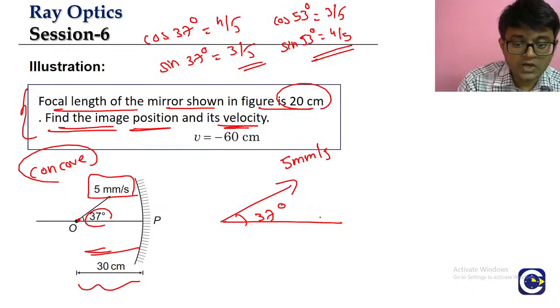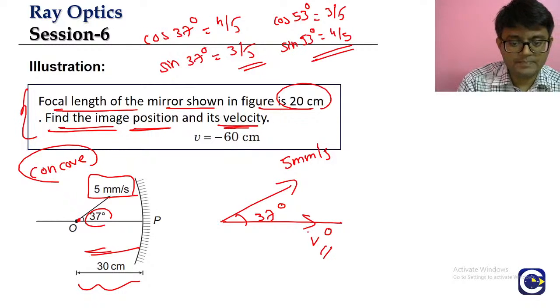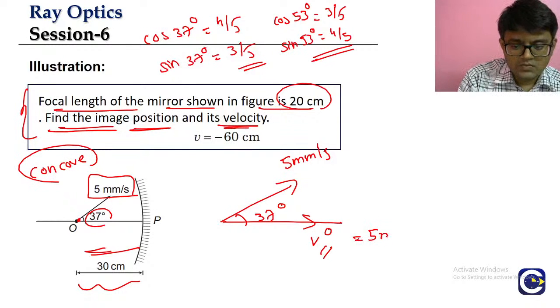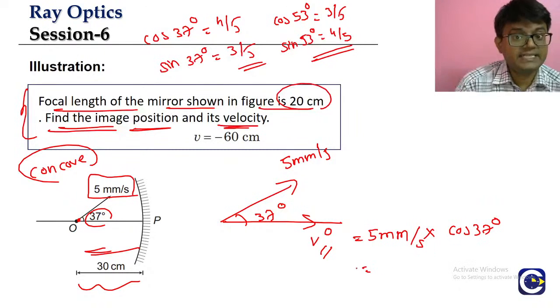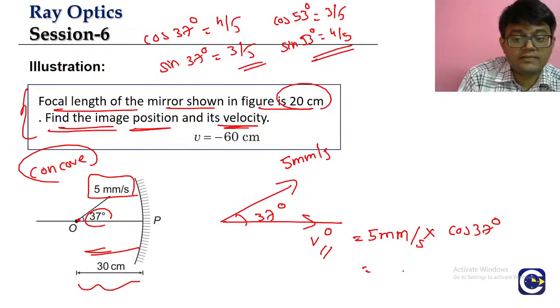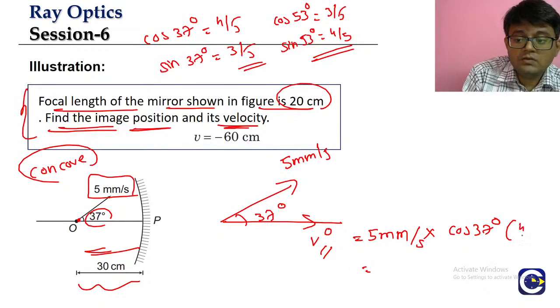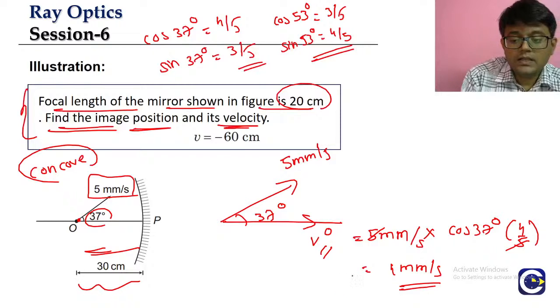So now we have to find the component of the object velocity parallel to the principal axis. V object parallel is 5 millimeter per second into cos 37. What is cos 37? 4 by 5. So the 5 is cancelled, and we get 4 millimeter per second.